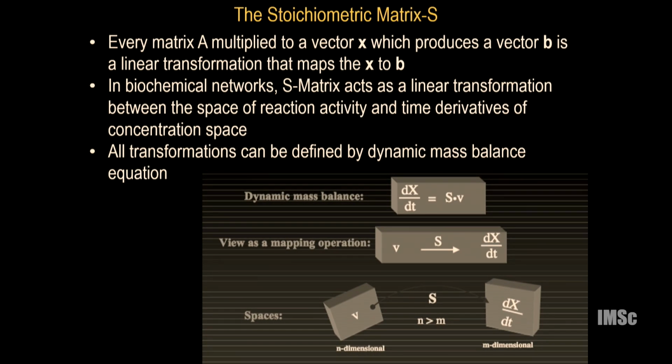So here in biochemical reaction networks, this S matrix acts like a linear transformation between the reaction rates that are given in vector V and the time derivative of the concentrations, dx/dt. And this linear transformation is essentially defined by this mass balance equation. Whoever is familiar with flux balance analysis must have seen dx/dt equals S dot V in multiple textbooks, in multiple talks, and so on. But this is why this transformation is so useful, because it represents S as a linear transformation.